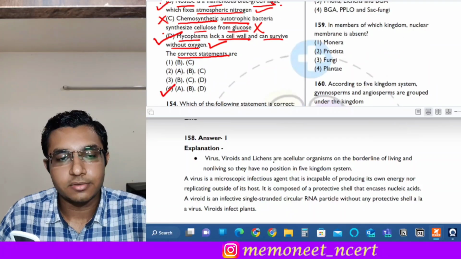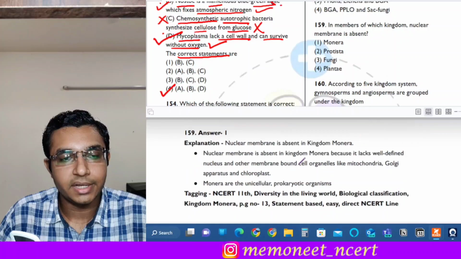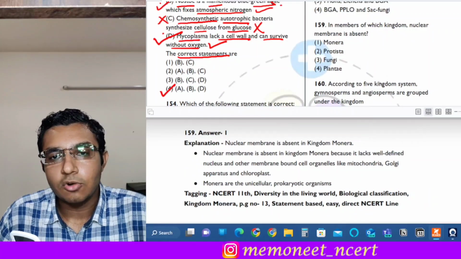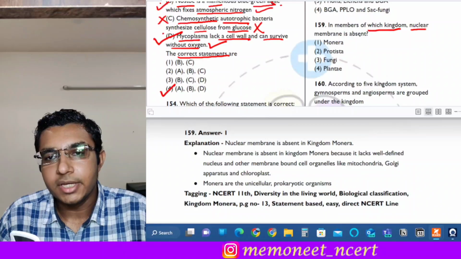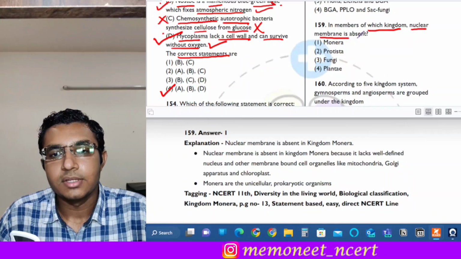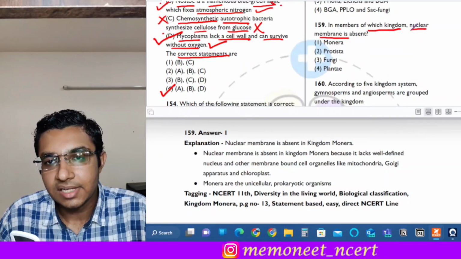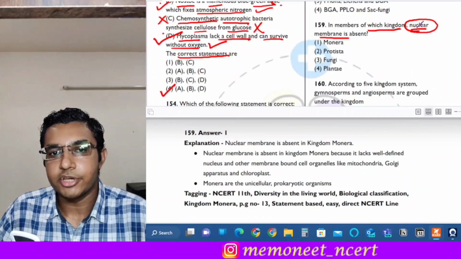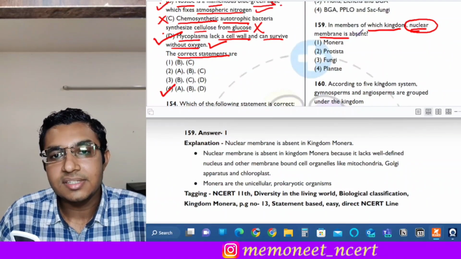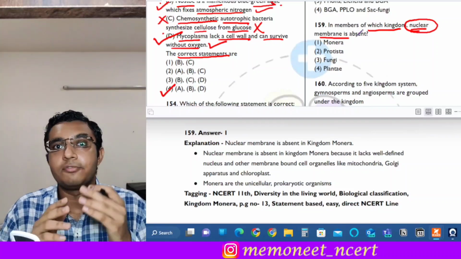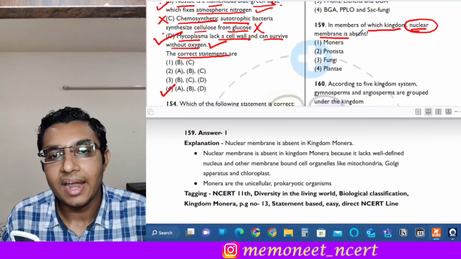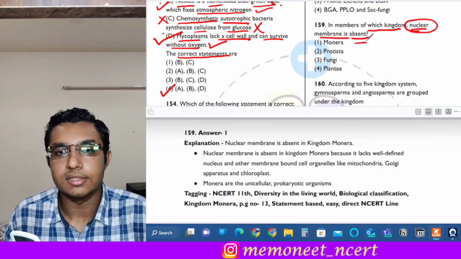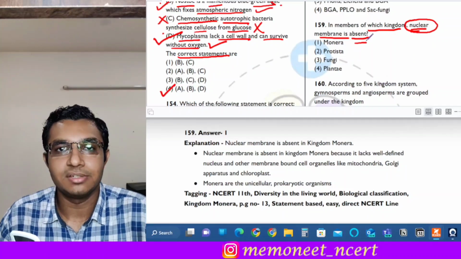Moving on to the next question, that is question number 159. It states that in the members of which kingdom the nuclear membrane is absent. Okay, so read the question correctly. It is asking about the nuclear membrane. Okay, now see, this question is a trick question. Why? Because it is testing your concept about the different types of cells which you know, and it is asking that the nuclear membrane is absent in which organisms. Okay, the organisms of which kingdom.